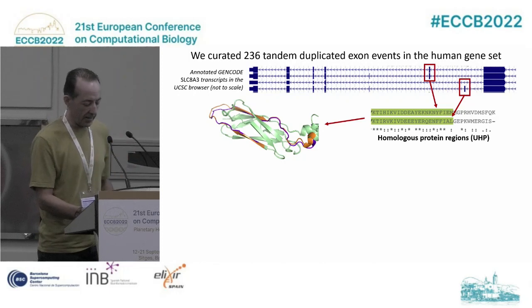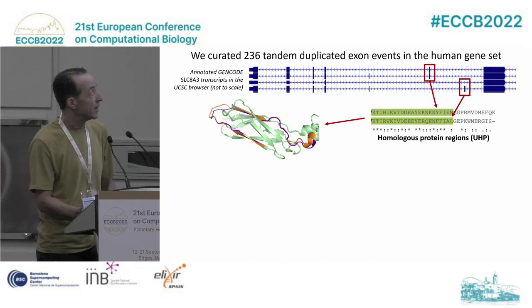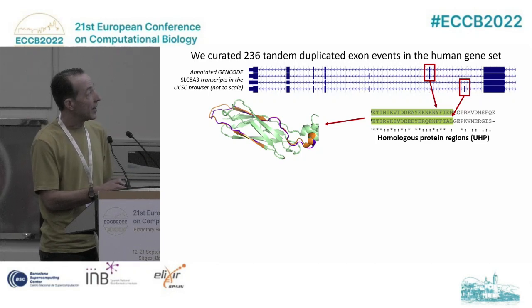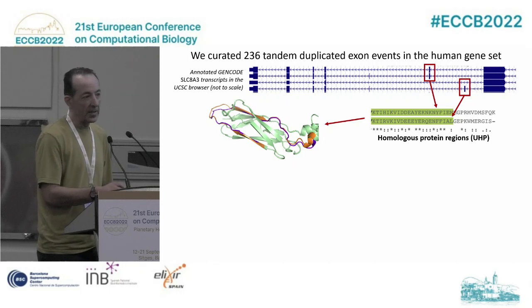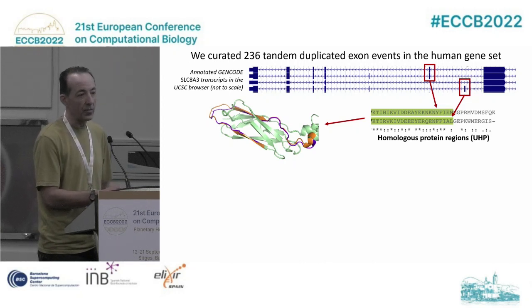explaining these, what is a tandem duplicated exon event. So what basically happens somewhere back in evolution is that a single exon or a couple of exons within a gene duplicates, and then it becomes incorporated into the gene model. Not only that, there's a lot of tandem duplications that occur within genes. Most of the time, these tandem duplications end up being incorporated into the main isoform of that particular gene.